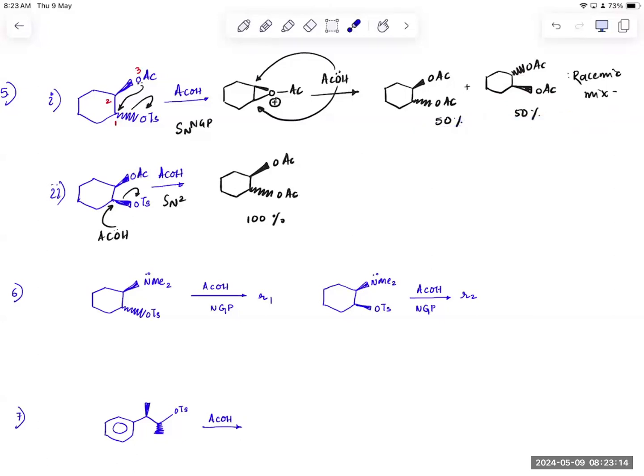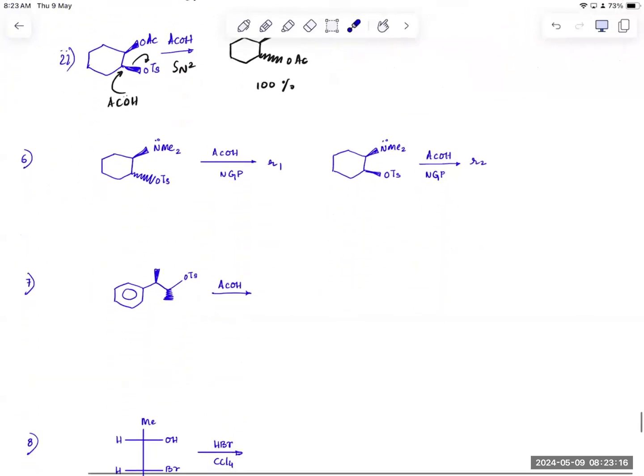Got it? Same way. Here you see OTS and N-methyl group. They are on opposite direction. Here they are on same direction. This is via NGP, while this is not via NGP. This would happen via SN2 mechanism. So therefore, rate 1 will be greater than that of rate 2.